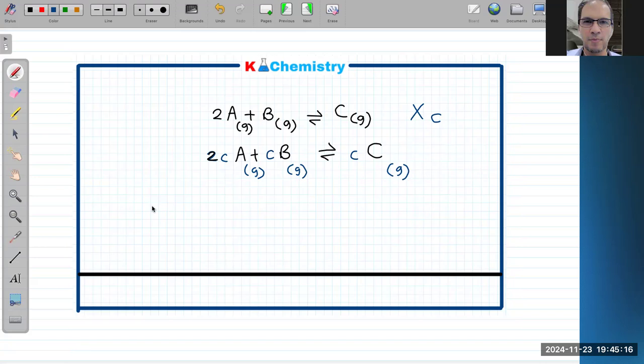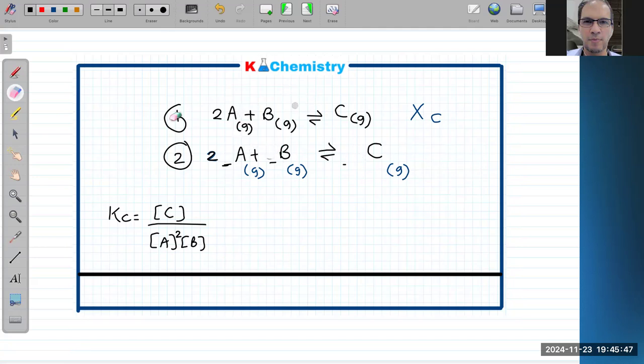So if the original Kc was equal to the concentration of C divided by A to the power of 2 multiplied by B to the power of 1, the new Kc for reaction 2 after multiplying everyone by the same factor is the same but to the power of the lowercase c. Let's just pick another letter because it's confusing to say C 2 times. Just say D. I multiplied everything by D here.